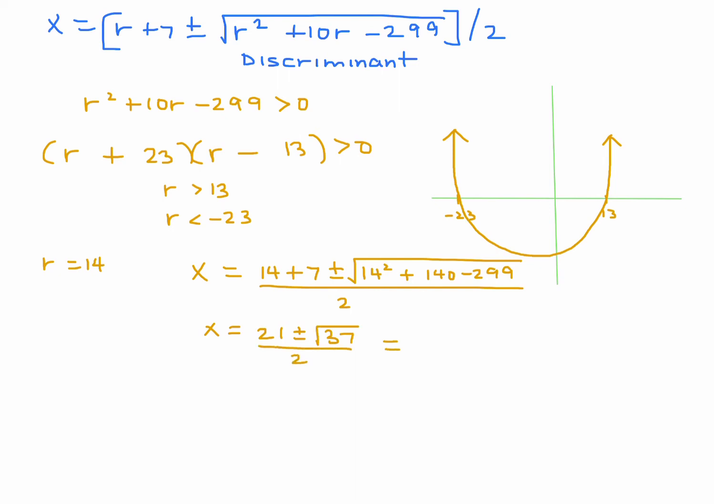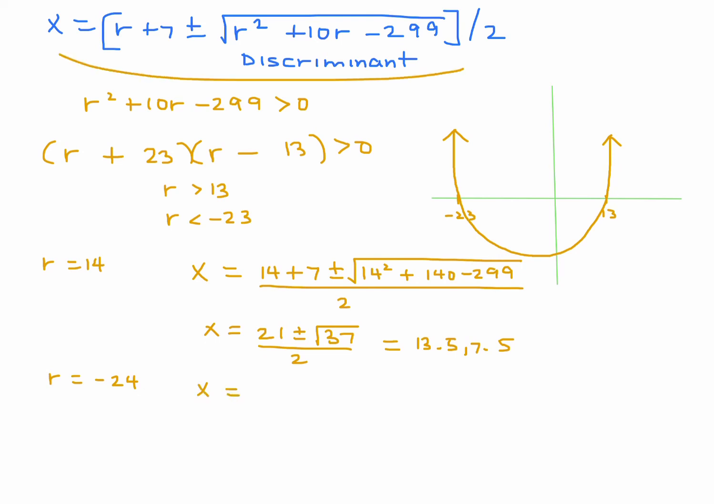And this gives me both of these are going to be positive. One's 13.5 approximately, the other one's like 7.5 approximately. Okay, well, that didn't work. So it must mean that r is less than minus 23, but just to be sure, let's see. Let's choose a number that's less than minus 23, minus 24. And let's see what happens.